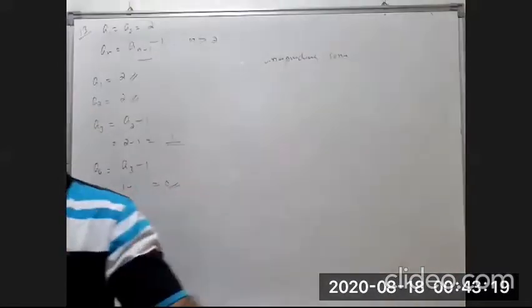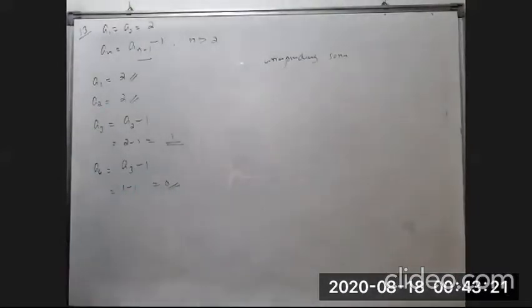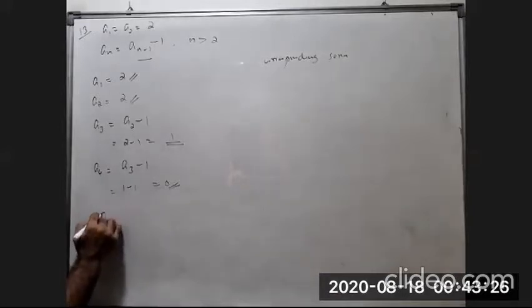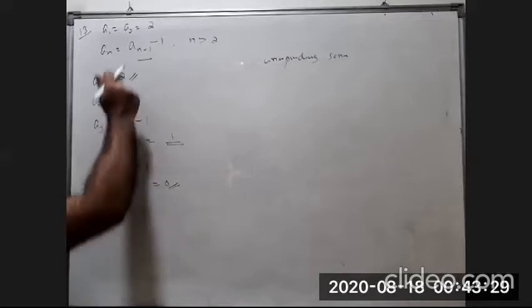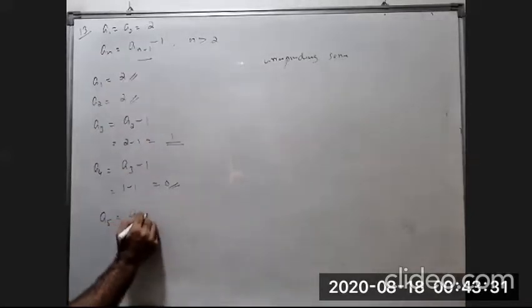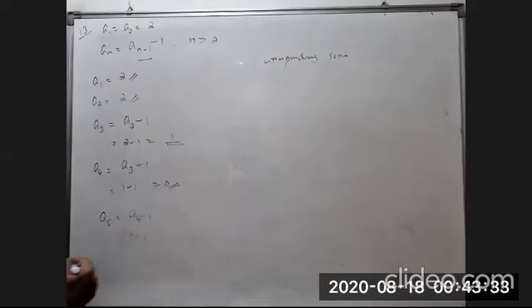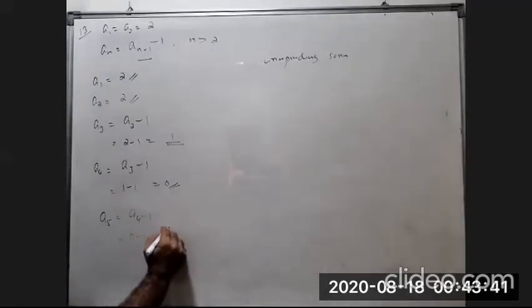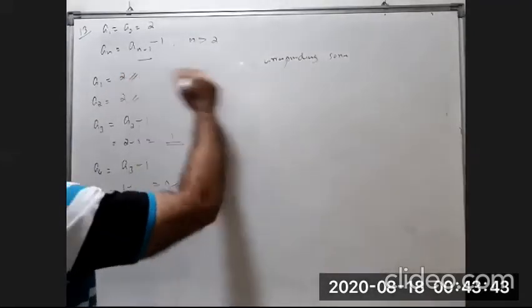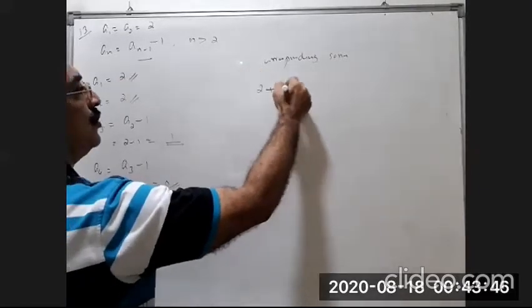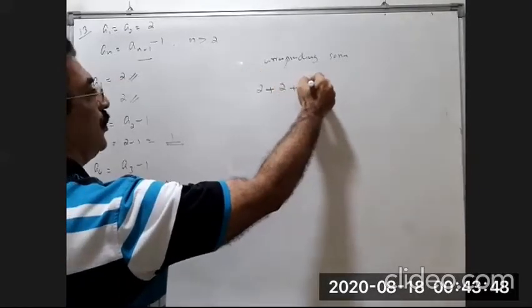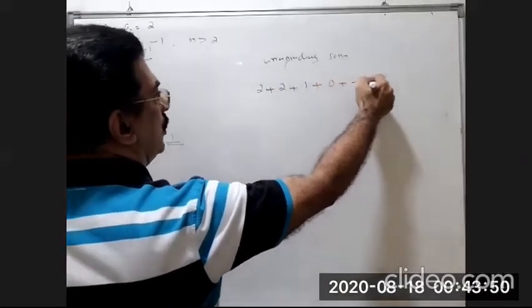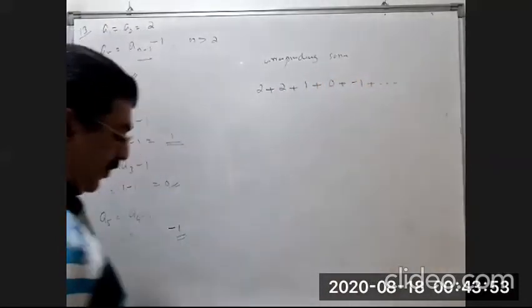Your series goes on. a_5 is a_4 minus 1, 0 minus 1, that is minus 1. So the corresponding series is 2 plus 2 plus 1 plus 0 plus minus 1 plus etc.